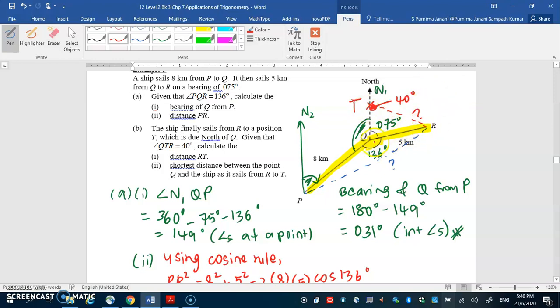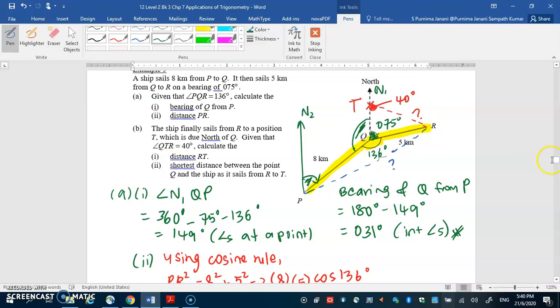Okay. Now this is not a right angle triangle. This angle is 75 over here. This is 40 over here. And you probably can find this angle here. But you only know this side QR to be 5 kilometer. You don't know what is RT. So you can use sine rule for this one.